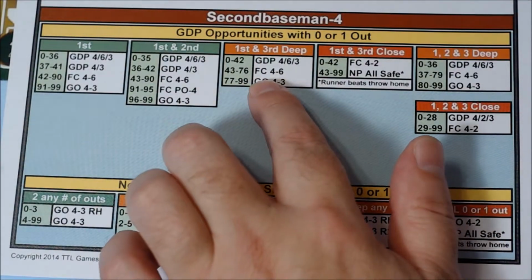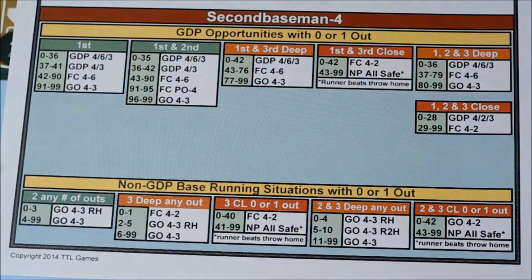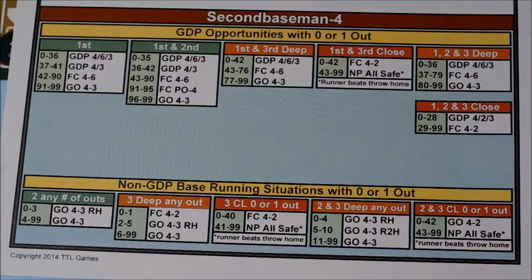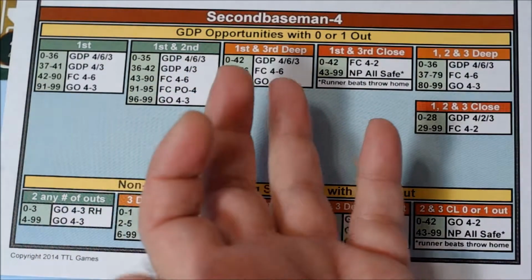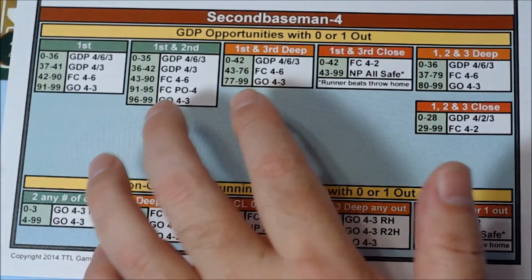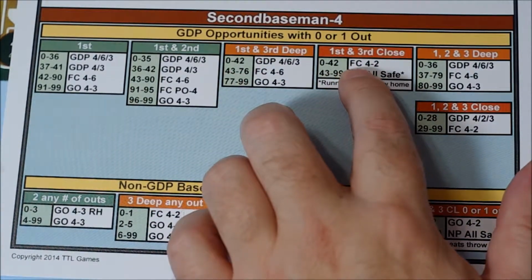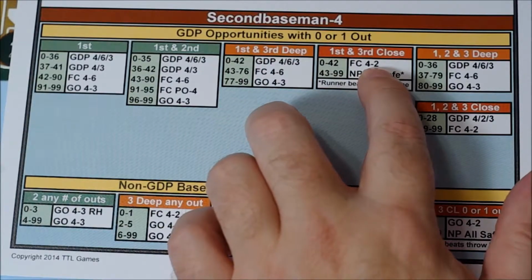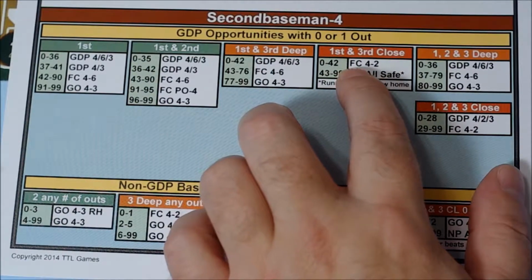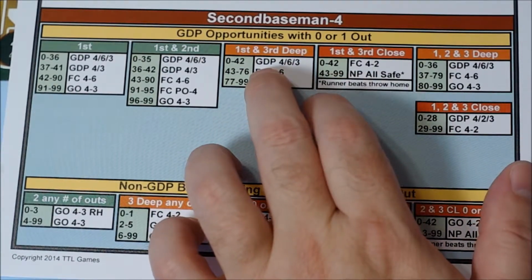Now, here you have first and third deep, and first and third close. When there's a runner on third and less than 2 outs, the player playing the defense has to declare whether he's playing his infield deep or close. If he doesn't declare it, it's assumed he's playing deep. Then you use whichever table the defense is at. You notice here there's a fielder's choice 4-2, so the putout is at home. Playing close gives you an opportunity to cut the runner down at home, but you're giving up the opportunity to have a double play.